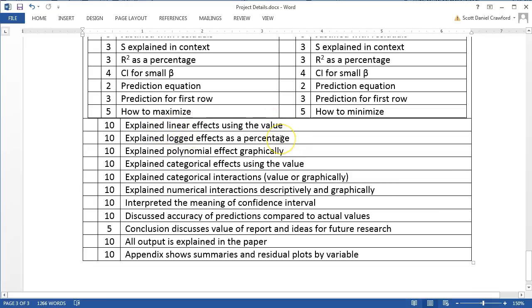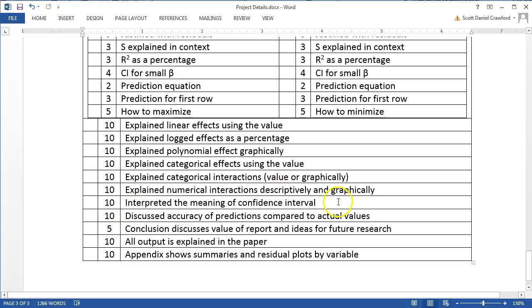Logged effects, you should be able to talk about the percentage change. Polynomial effects, it gets a little harder. Using the numbers, like the value of the x squared term or the value of the x term, that gets harder. So a graph is good as long as you have an explanation to go along with the graph. Categorical effects, you can use the value, but when we talk about interactions, there's two different ways. You can talk about the values or you can just talk about a graph, and that's fine. I'm okay with whatever you're comfortable with. Numerical interactions, you need to have a graph because they are complex without a graph, but also a description, and sometimes it's hard to describe what you're seeing with those interactions.